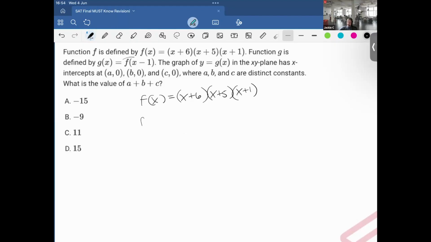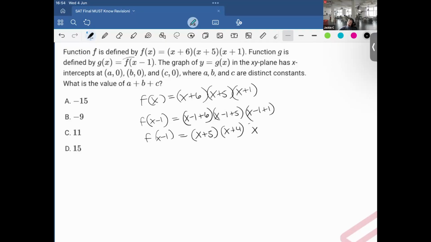So g is the same as f of x minus 1. So all you need to do is basically put in x minus 1 for the x value. And in this case, this will give me x plus 5, x plus 4, and x. And we're told that the graph of g in the xy plane has x-intercepts at a, 0, b, 0, and c, 0, where a, b, and c are distinct constants. What is the value of a plus b plus c?